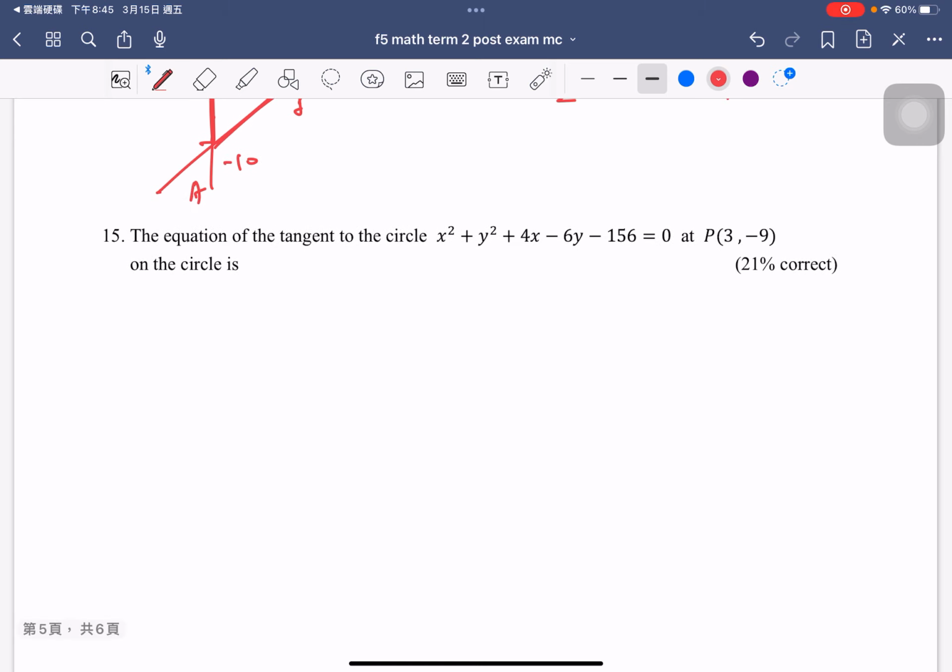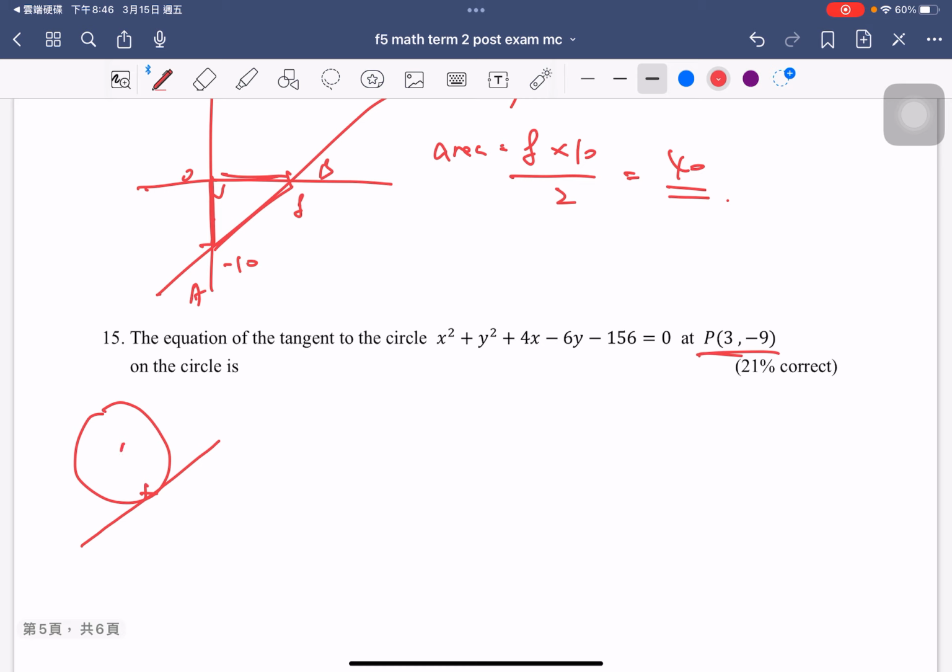Okay, so for question 15, the equation of a tangent, this is quite a hard question, so we need to do a lot of calculations on it. So for the equation of a tangent at this point, first of all, we have a circle, and this is the point at which we need to find the equation of the tangent. First of all, we need to find the center, and the second step is to find the radius slope. And as the tangent is perpendicular to the radius, now we have the slope of the straight line together with the contact point.